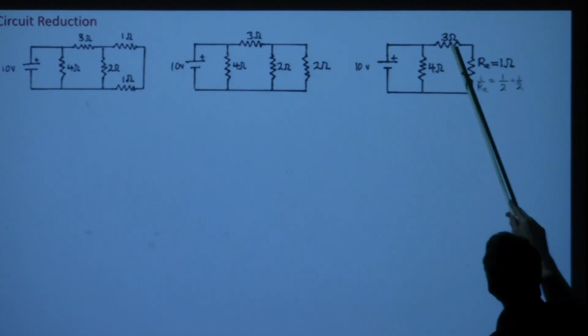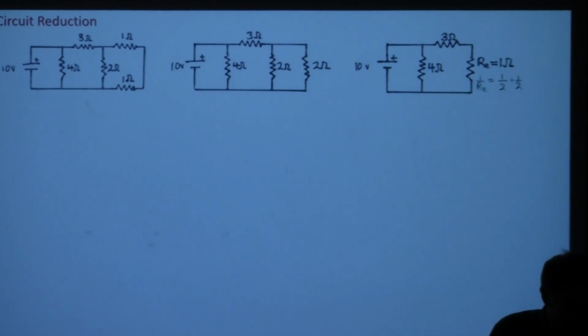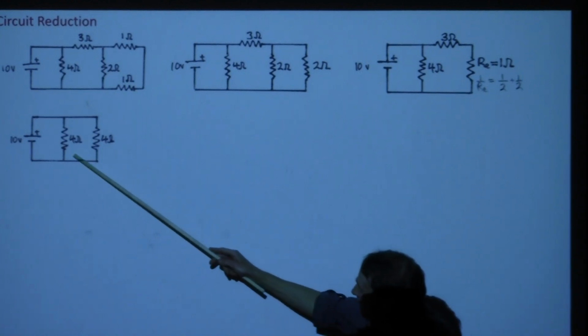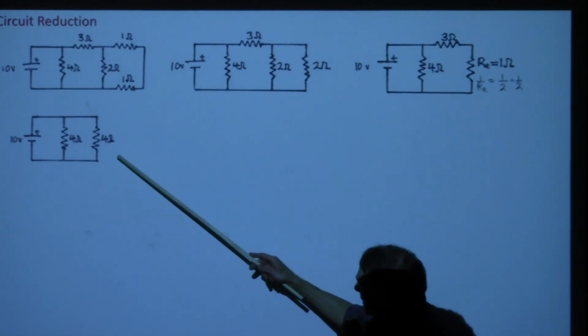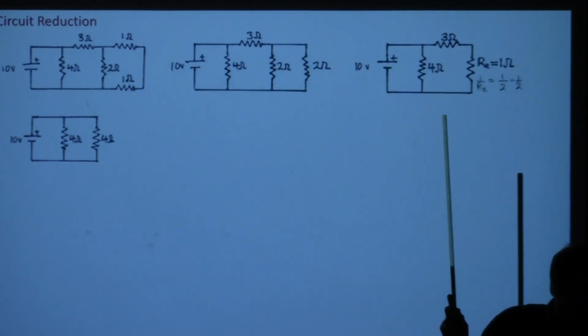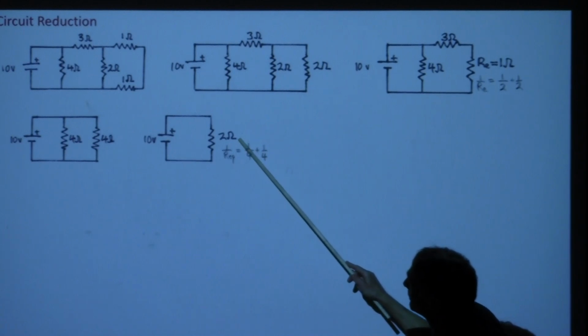And then what about these two? These are in series again, so we could just go ahead and add them. Do that, and we've got this kind of picture. I probably should have chosen some values that weren't so obvious, but again, two 4-ohm resistors is the same as one 2.